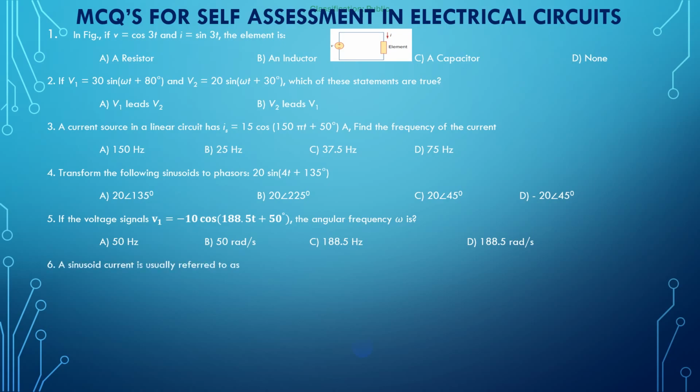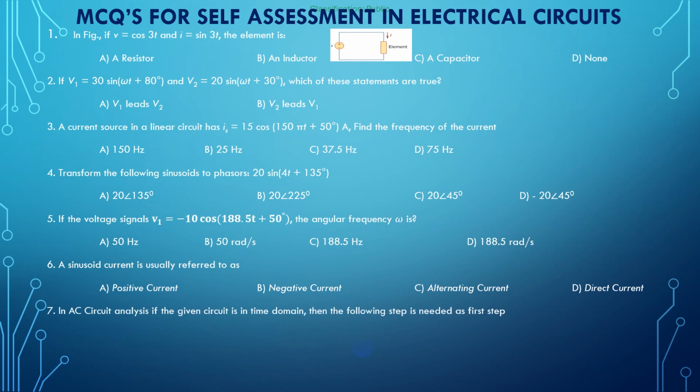Okay, a sinusoid current is usually referred to as a positive current, negative current, alternating current, or direct current. Sinusoid means maybe a sine or maybe a cos. Alternating current, we can say just by seeing. The name itself is telling, right? Maybe cos or sine, it is alternate only. It's not direct, it's not constant current. So the answer is alternating current.